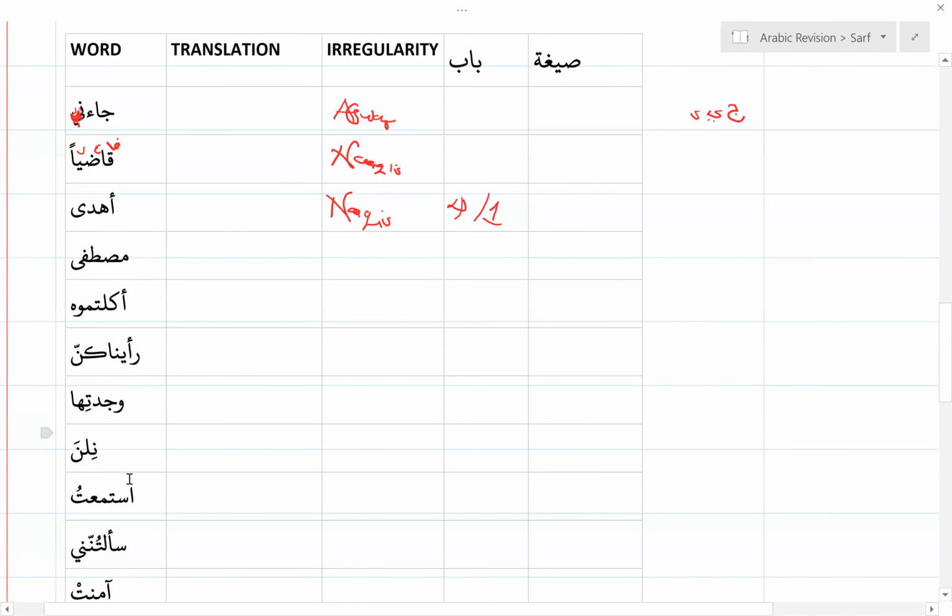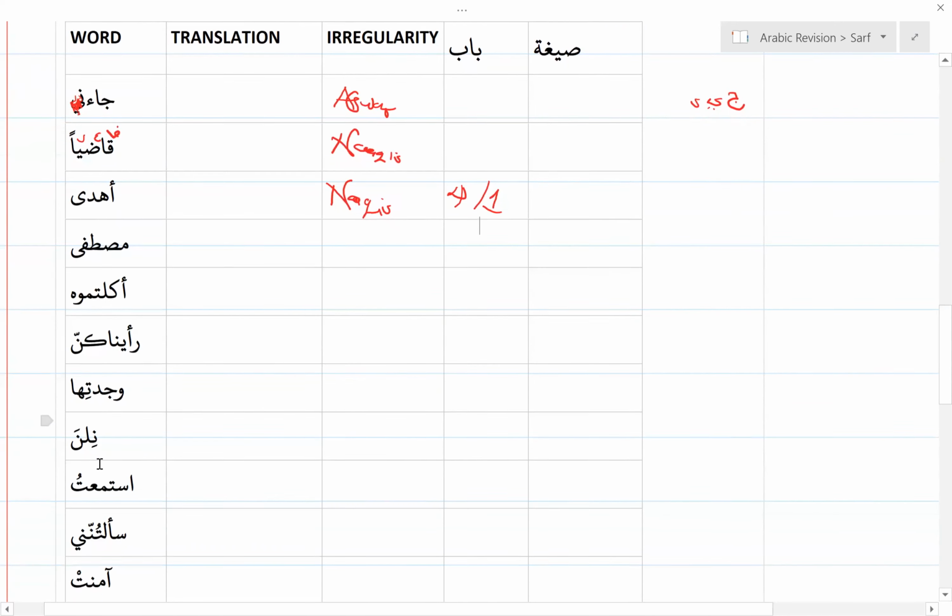Let's look at this nilna, because you're probably wondering, where do I begin with something like this? So you look at the fa letter. You have to identify the fa letter, then the ain letter, and this noon, it's not really the lam letter. Why? Because it looks like it's the hunna version of something.